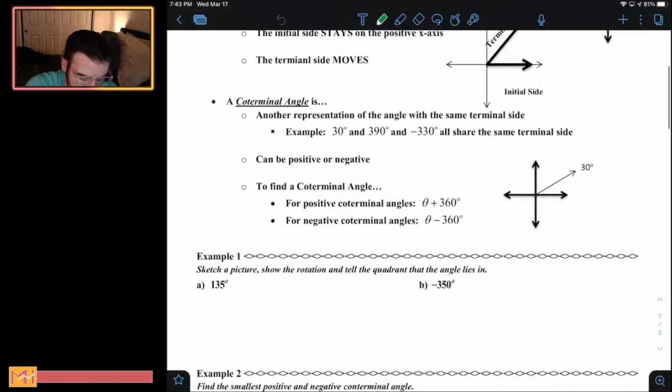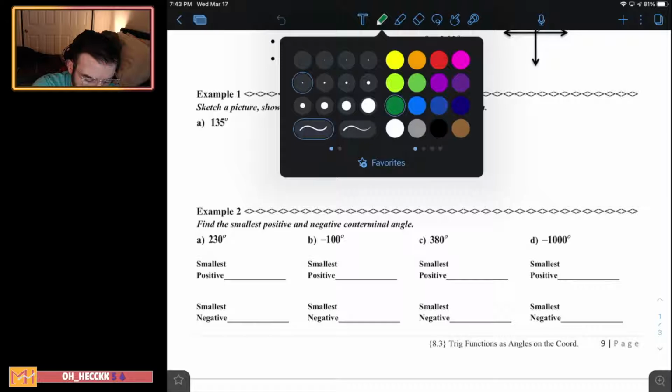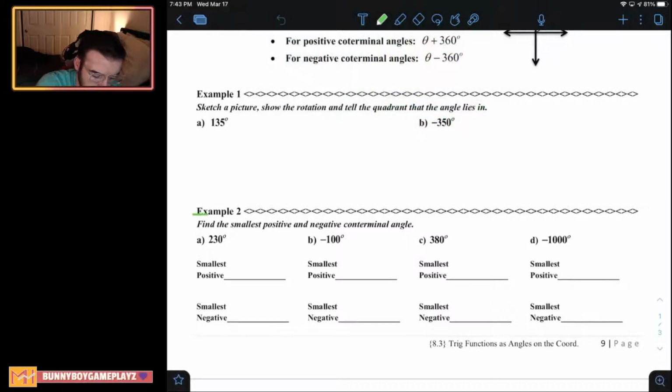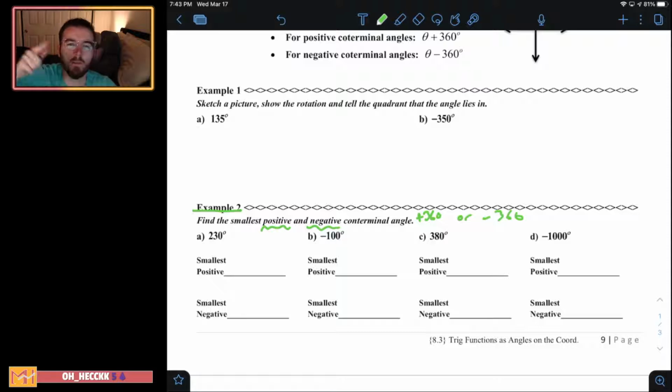So with that said, I'm going to skip example 1 for a hot sec and go to example 2. When it says to find the smallest positive and negative coterminal angles, all you have to do is add 360 or subtract 360. Because by adding 360, you end up in the same spot and are thus creating a coterminal angle. Coterminal angles are angles that share the same terminal side. So by going a full 360, you're ending up in the same spot.